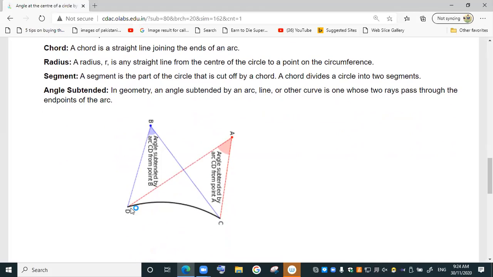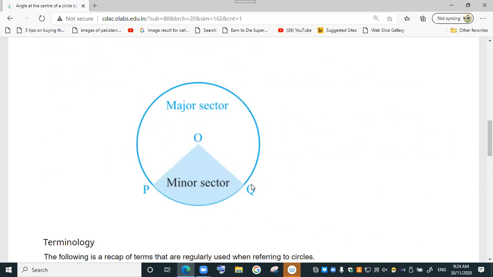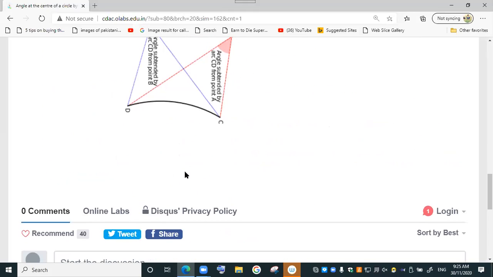Yes, this is the angle. This arc is making an angle at B and C. Angle subtended by CD from the point B, from the point A. Yes, angle subtended by the arc. I told you earlier the angle subtended by the arc, that is not correct. This one is better. So this should actually be like this.